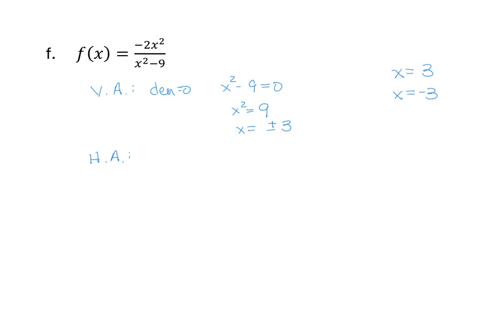All right, for our horizontal asymptote, we want to look at our leading terms. And if we look at our leading terms, we get 2x squared over x squared. And my x's cancel, leaving me with just y equals 2.